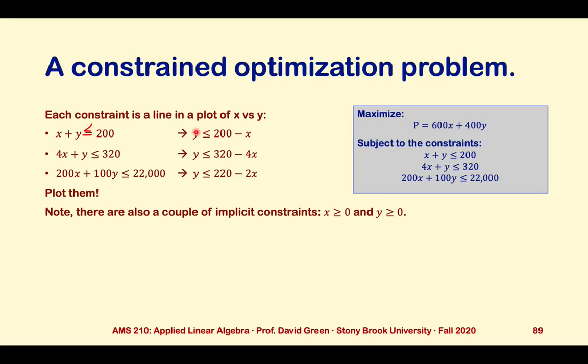We can plot each of these straight lines and note that the allowed solution requires us to be below that line. The y value has to be below the value specified by these. We should also note that there are a couple of implicit constraints here that we haven't written down. That is that x has to be greater than or equal to 0 and y has to be greater than or equal to 0. We can't plant a negative number of acres of anything.